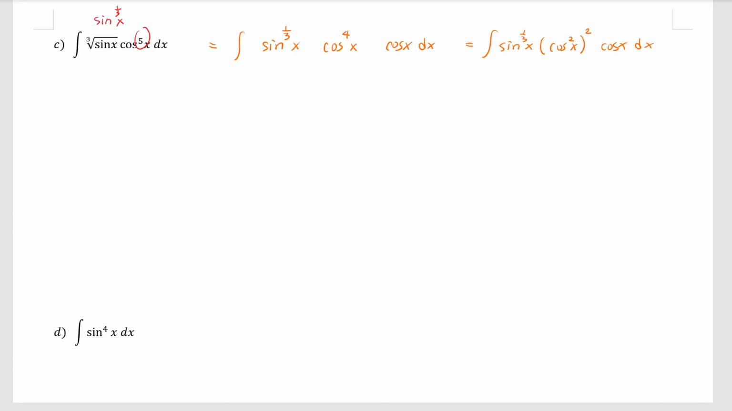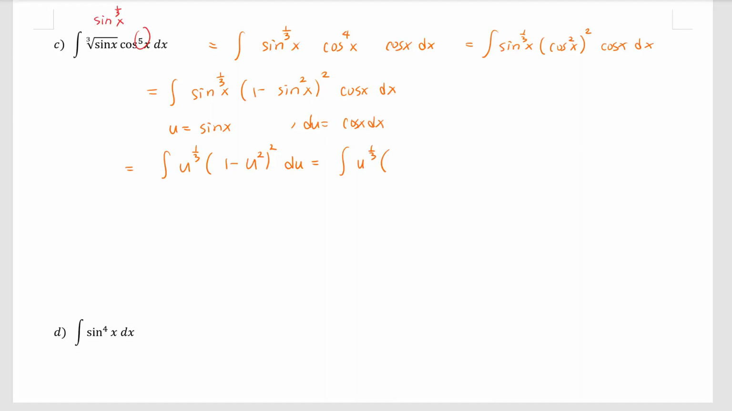Now we know cosine squared is 1 minus sine squared. So far, so good, everybody. And we have cosine x dx. And then what is next? We're going to use u substitution, right? We're ready. Let u be sine x, then du is cosine x dx. And so this is u to the 1/3, this is 1 minus u squared, and then du, right?